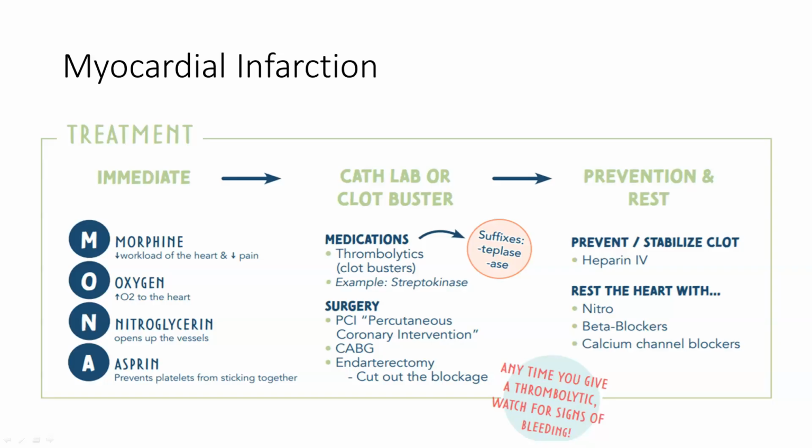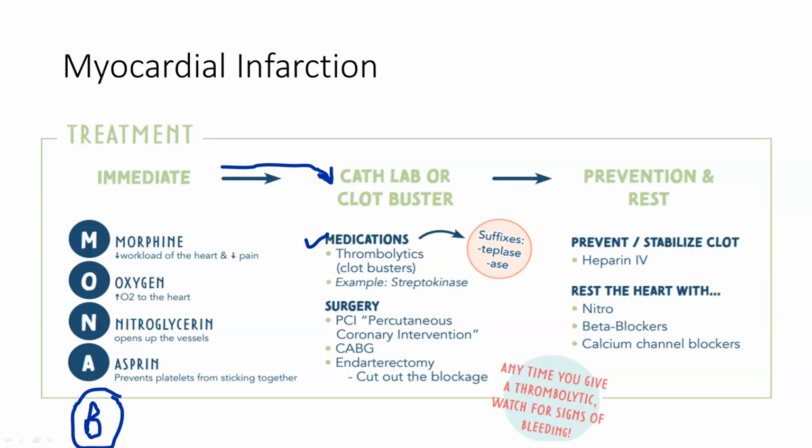So again, we go back to our treatments. So immediate, we talked about MONA. Later on, we're going to add a MONA B to this, but that B is probably at discharge, and you can probably guess that that's our beta blocker. For STEMIs, it is more likely that they are going towards either the cath lab or to a thrombolytic. So alteplase, streptokinase, TNK, TPA, right? So medications if it's related to a clot.